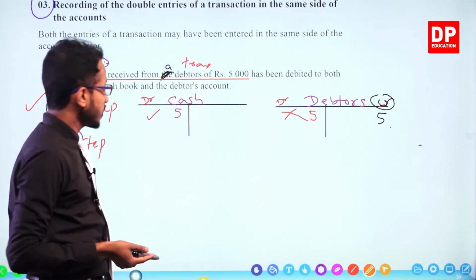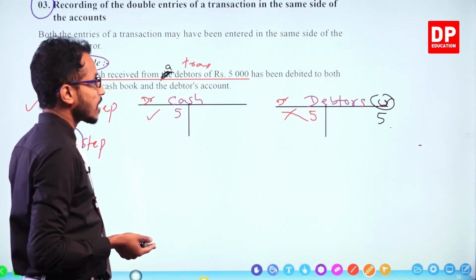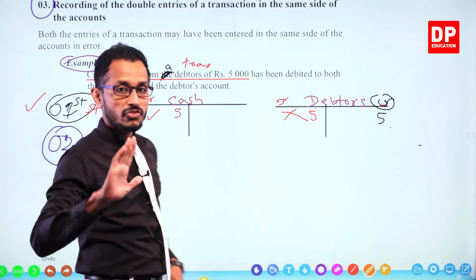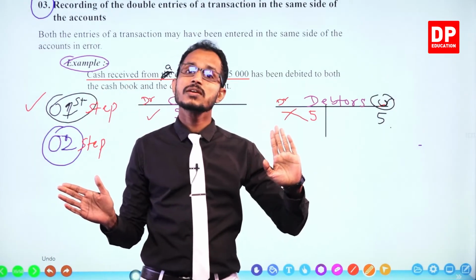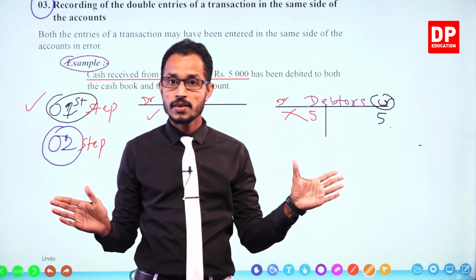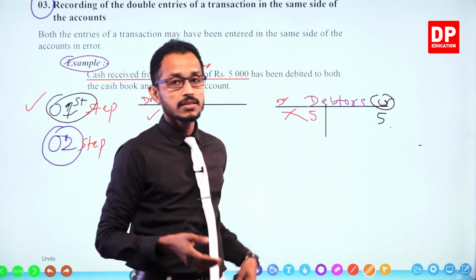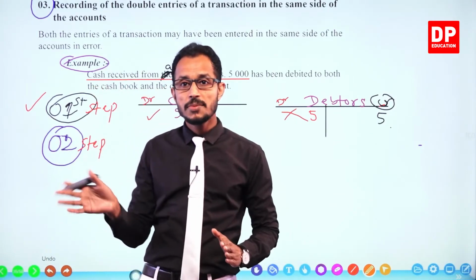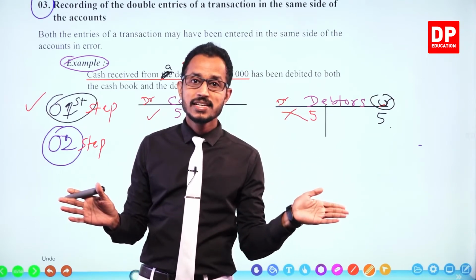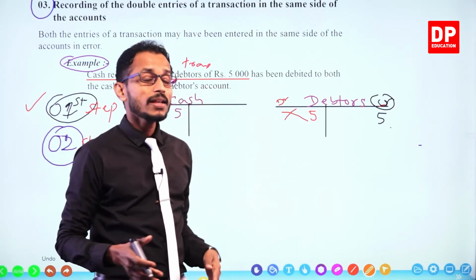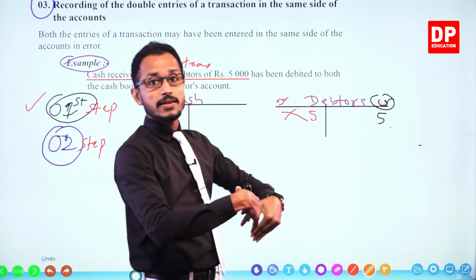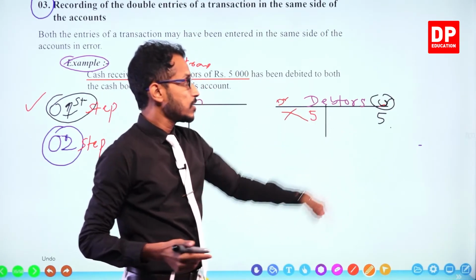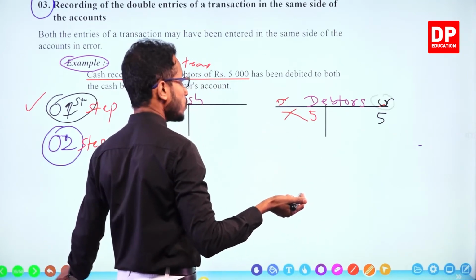The correct double entry is, children: cash debit 5, debtors account credit 5. What was the error that happened? Cash was debited correctly. The debtors account should be credited, but that one also was debited. So to correct this error, what do we do?